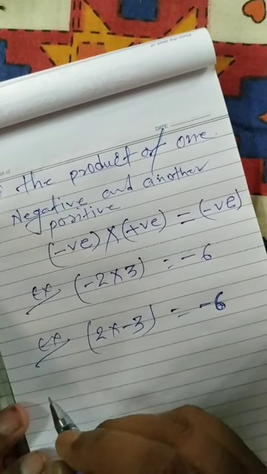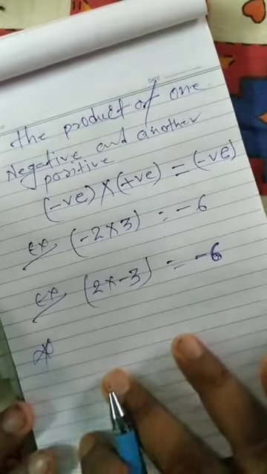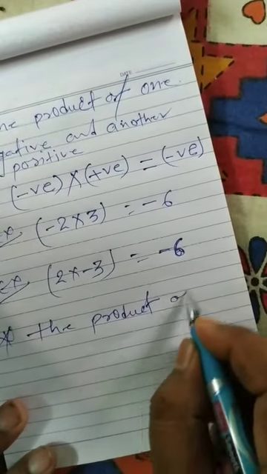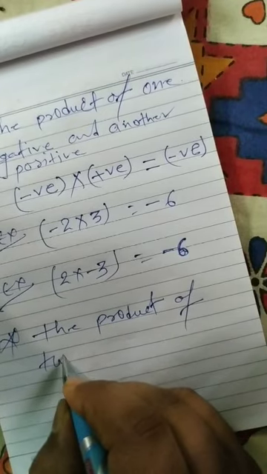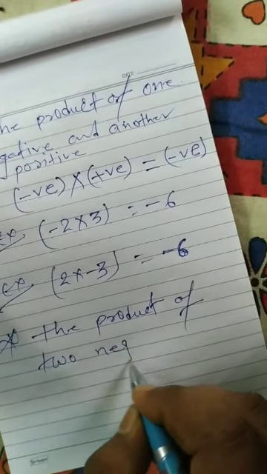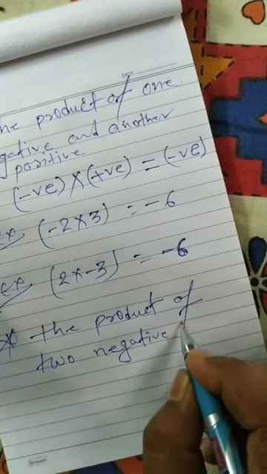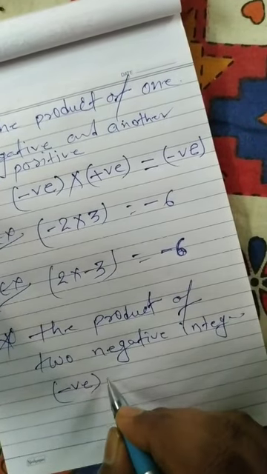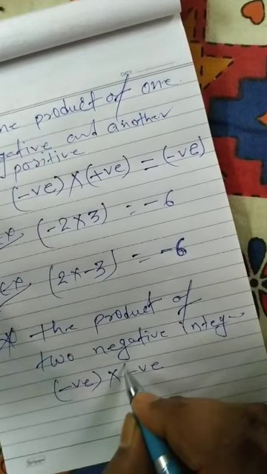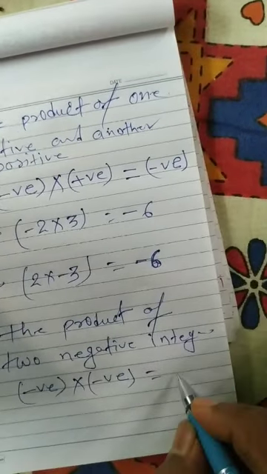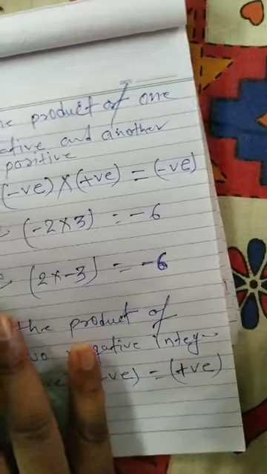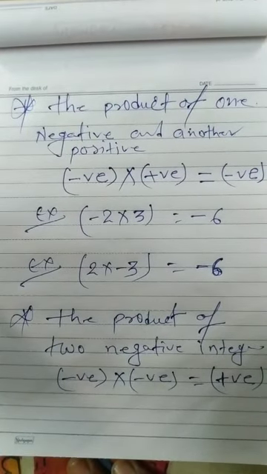And the third rule, the product of two negative integers. Negative into negative will give positive. Any problem? No.